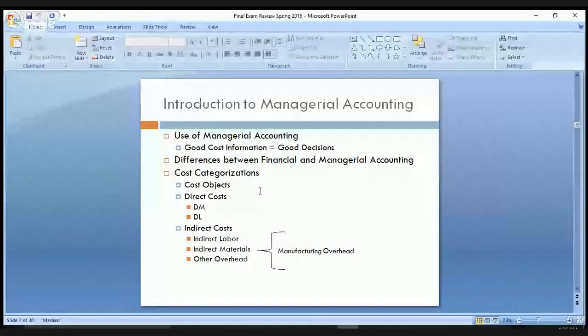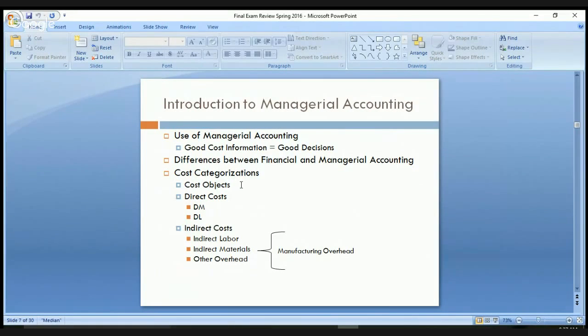Now, if we go back to our PowerPoint, some other things you need to know about is the introduction of managerial accounting. Basically, what is the difference between financial and managerial? Financial is GAAP-based. It's more for the outside users. Managerial does not follow GAAP. It's more for the inside users.